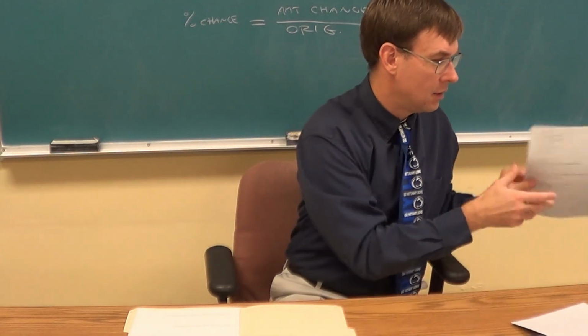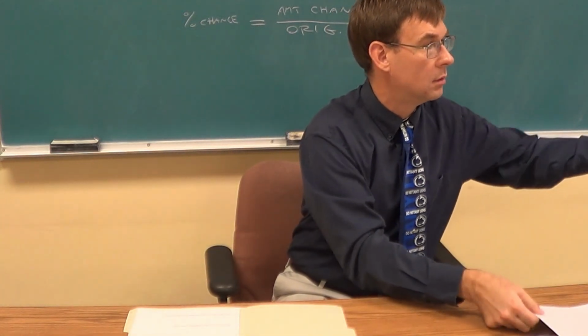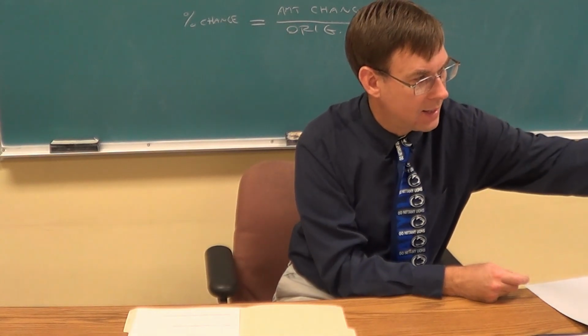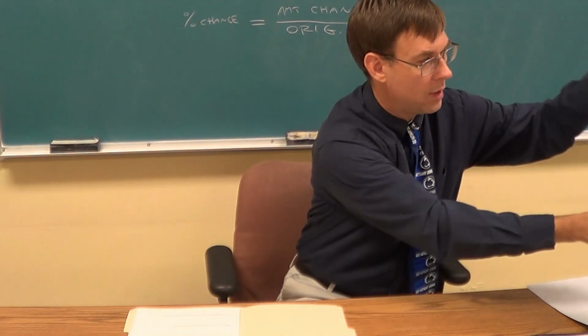107% making it a decimal. 1.07. 1.07. So we just need to go 39 times 1.07.